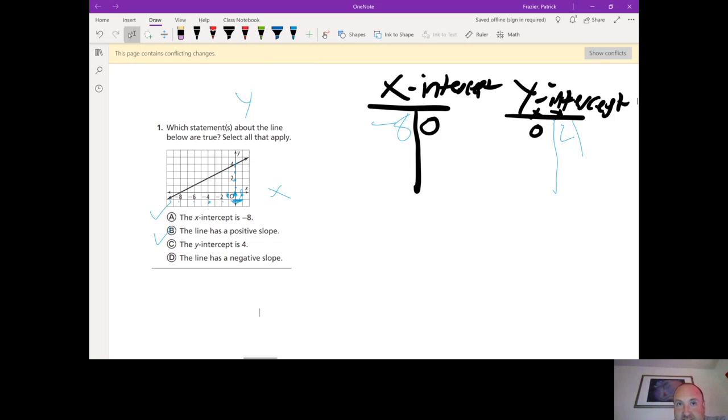You might be thinking, oh, maybe neither is right, but I'll give you a hint: it's either going to be B or D. If B is right, D cannot be correct, and vice versa. If D is right, B cannot be correct. So does this line have a positive slope or a negative slope?